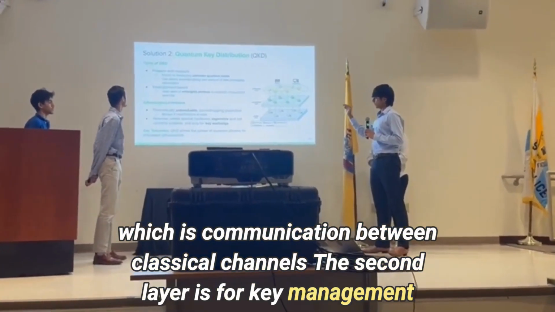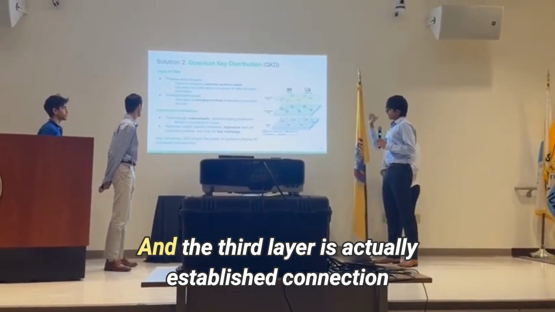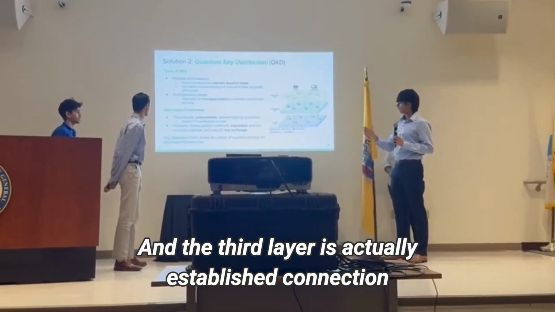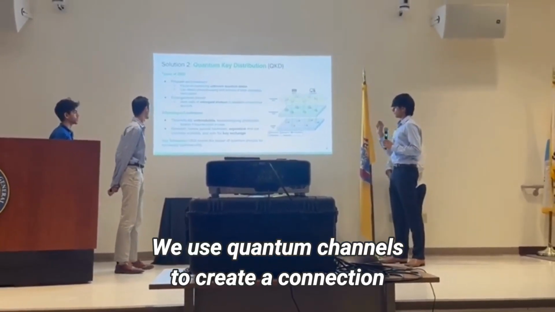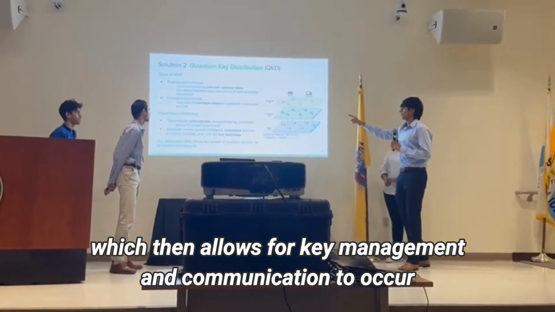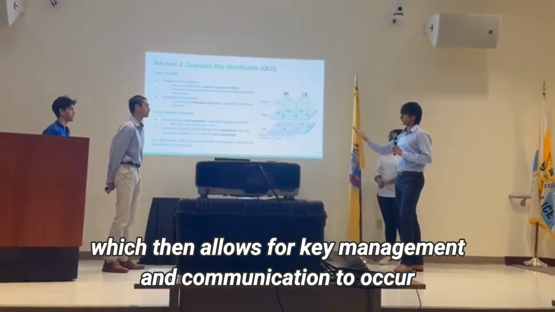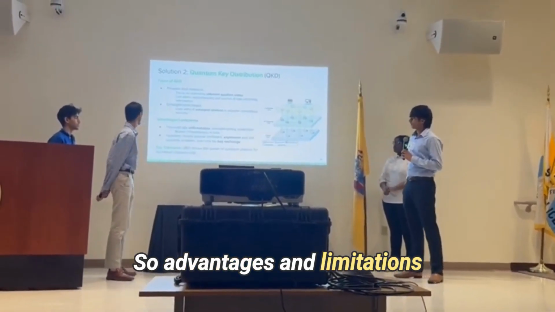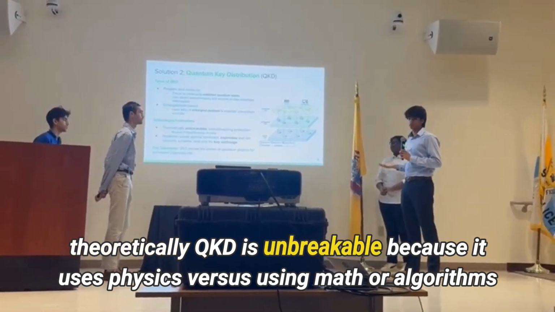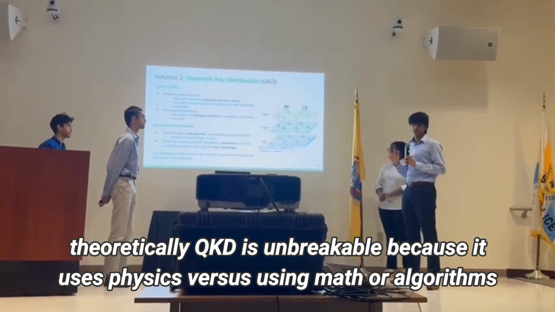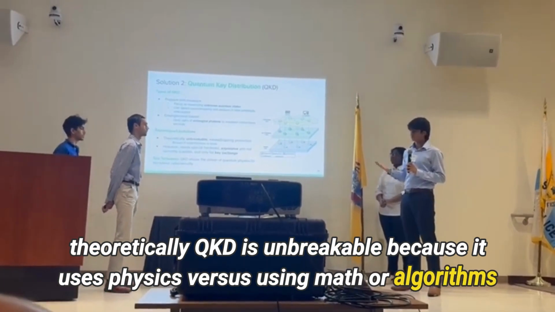Second layer is key management. This is also between classical channels. And the third layer is to actually establish connection. We use quantum channels to actually create the connection, which then allows for key management and communication to occur. So advantages and limitations: theoretically, QKD is unbreakable because it uses physics versus using math or algorithms.